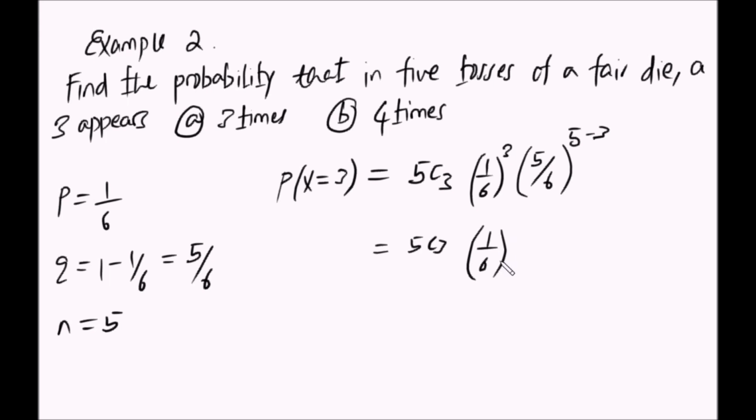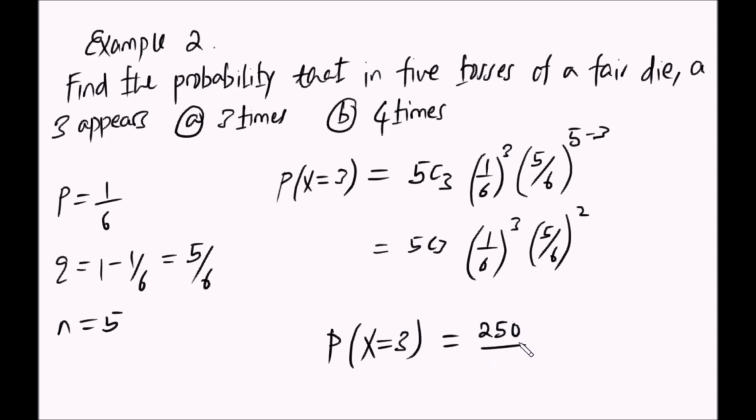So here we have 1/6 power 3 times 5/6 squared. So the probability that the 3 appears exactly 3 times itakuwa sasa ni ngapi? If you use your calculator there, it's going to be equal to 250 over 7776, which is approximately equal to 0.03215. Yeah.